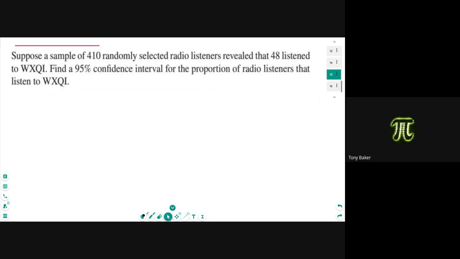Suppose a sample of 410 randomly selected radio listeners revealed that 48 listened to WXQI. Find a 95% confidence interval for the proportion of radio listeners that listen to WXQI. We don't have our standard deviation. Have we done problems like this before?